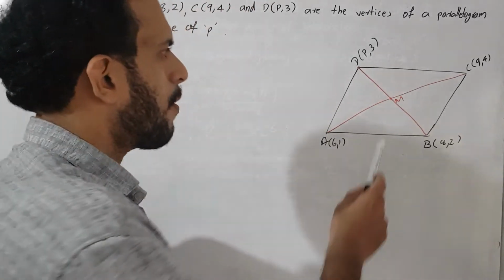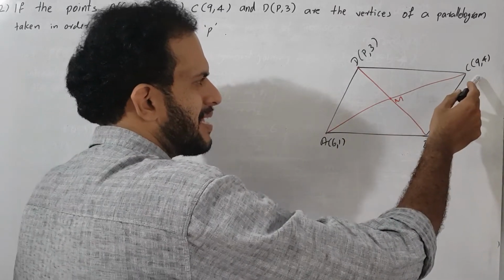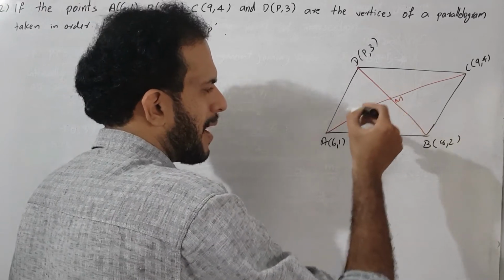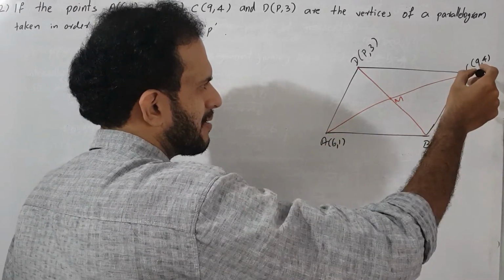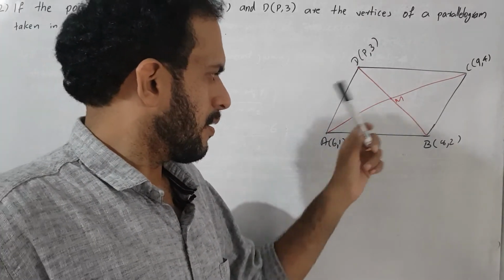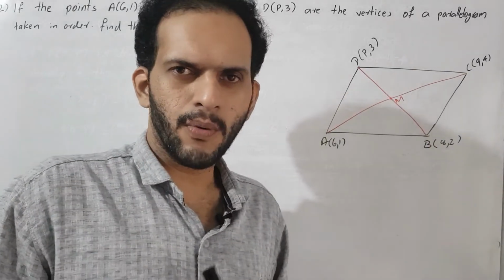Then M is the midpoint of AC. Then it is possible to find the coordinate of M by using A and C, in the case of the section formula, correct? Then it is possible to find the coordinate of M by using the section formula.